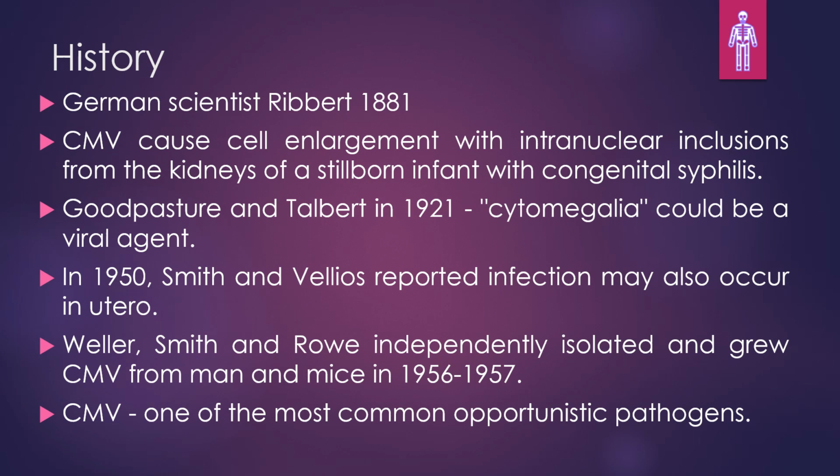Historically, the cytomegalovirus was first noticed in 1881 by a German scientist called Ribert, who thought these particles may be representing protozoa. But he observed the characteristic cellular changes caused by the cytomegalovirus, including cell enlargement and the intranuclear inclusions, which was isolated from the kidneys of a stillborn infant with congenital syphilis.